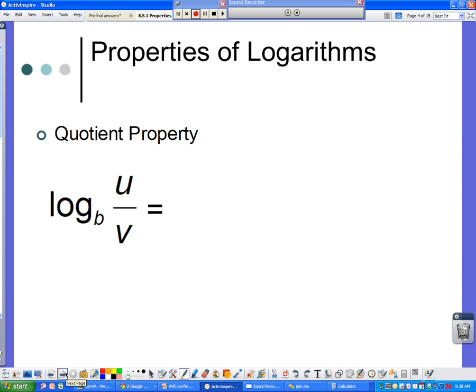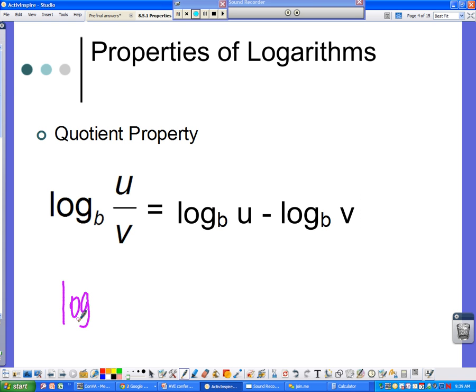Whenever we subtract, remember this bar means to divide. And when we would divide them, that meant we would subtract their exponents. So all we're going to do with this one is, it's going to be log base b of u minus log base b of v. What you've got to remember is basically anything that's on the bottom turns to a minus. So if I gave you log of, say, 3 over x, this one's going to turn into log of 3, and since x is on the bottom, it's minus log of x. Okay?